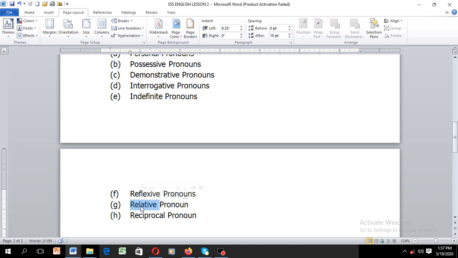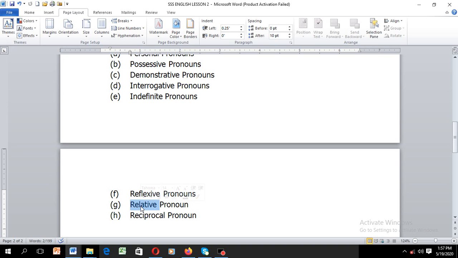We said that these are pronouns which introduce relative clauses. We are trying to relate an issue. We are trying to relate a sentence from one point to the other. That's why we call it relative pronoun. So the pronoun there is what?